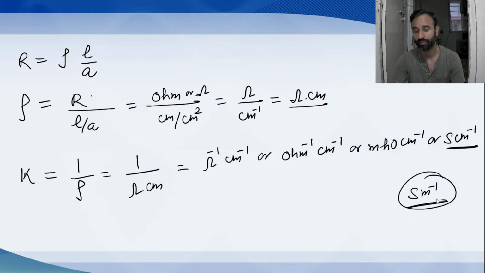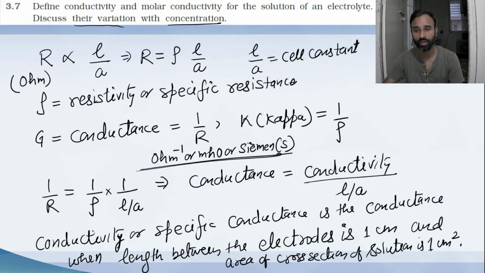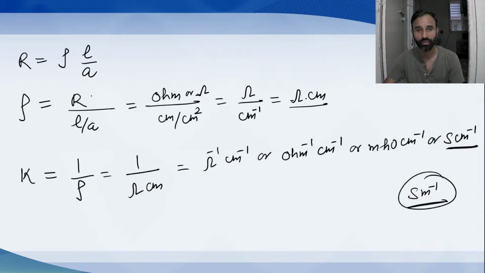In SI it is S per meter. Same for conductance, resistivity is ohm centimeter. In SI, it is ohm meter.